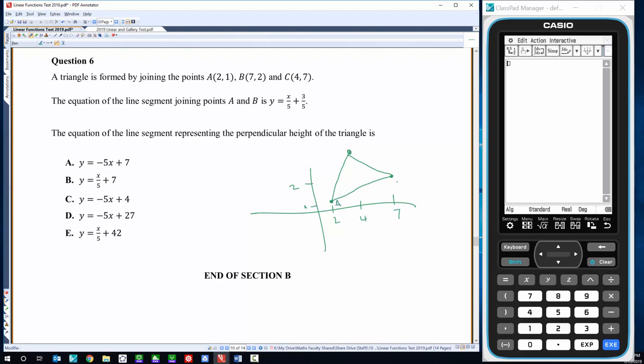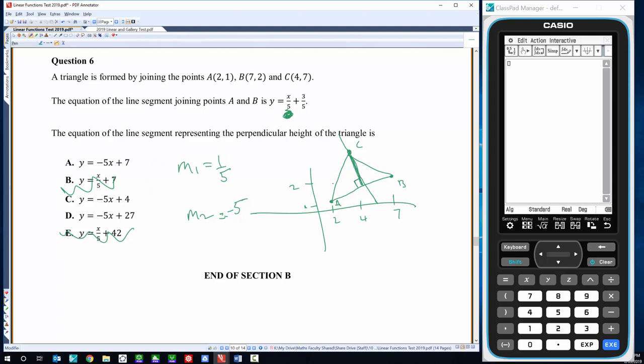So this is A, this one was B, and this one was C. They've given us the equation of the line AB and the equation of the line segment representing the perpendicular height of the triangle. So the perpendicular height will be this line here, the line running perpendicular to line AB. If M1 is equal to 1/5, M2, the equation of the line running perpendicular to this line here, must be the negative reciprocal of this. So it's got to be -5. So that's out and that's out.